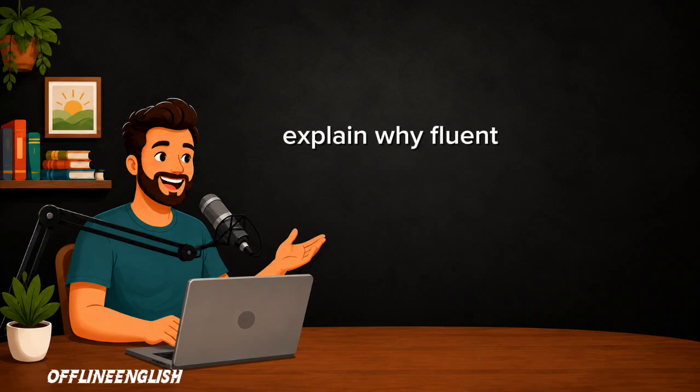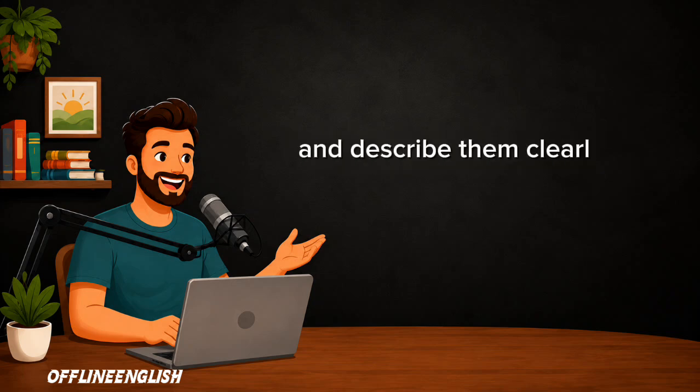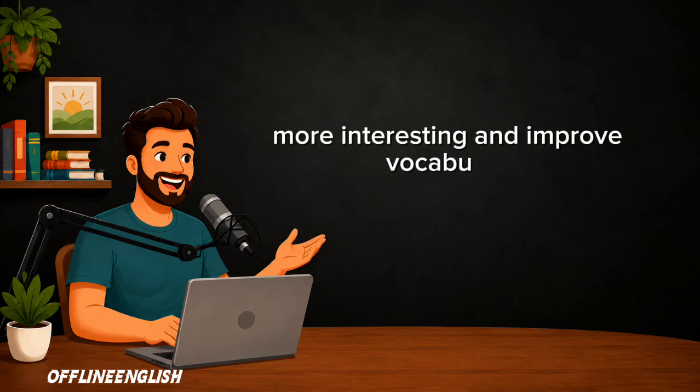Describe your surroundings. Explain why fluent speakers naturally observe details and describe them clearly. Teach learners to notice colors, shapes, sizes, textures, sounds, smells, movements, emotions, and atmosphere. Show how detailed descriptions make conversations more interesting and improve vocabulary.